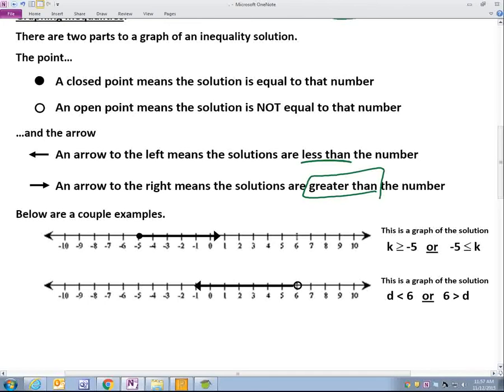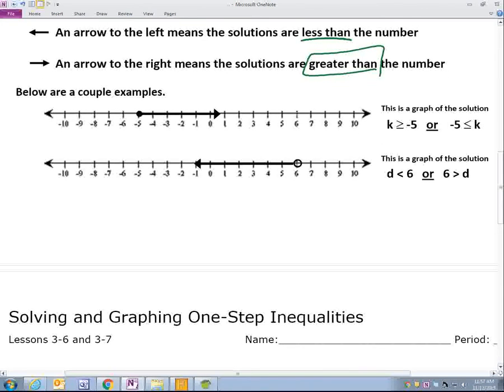Below are a couple examples. This is the graph for the solution k is greater than or equal to negative 5, or negative 5 is less than or equal to k. So I notice that it is greater than or equal to. So that's why it is a closed-in circle, because negative 5 is part of it. Negative 5 is part of it. And then it goes greater than, this direction. Okay? It goes that direction.